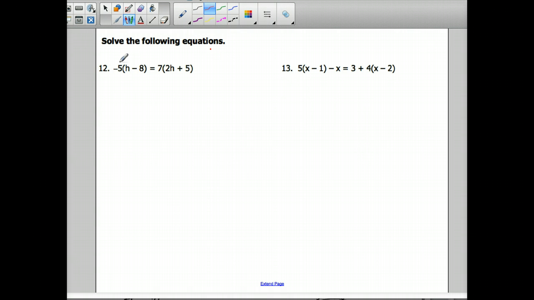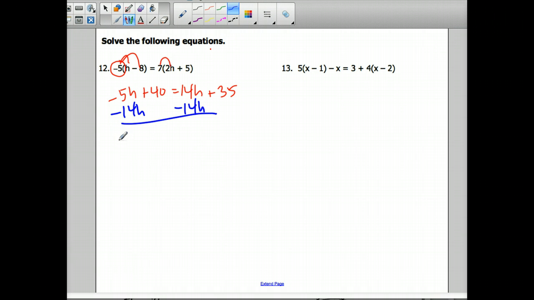So distributing, remember to distribute the negative included. So it's negative 5h plus 40 equals 14h plus 35. So now what I'm going to do is minus the 14h from this side. I just like to get everything to the left. It's kind of my habit. Don't have to do that.